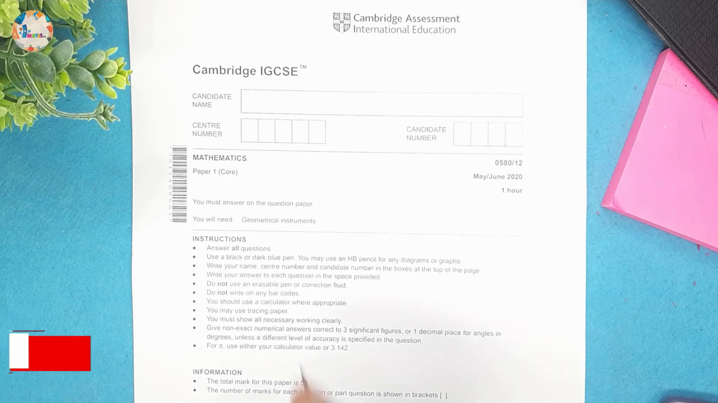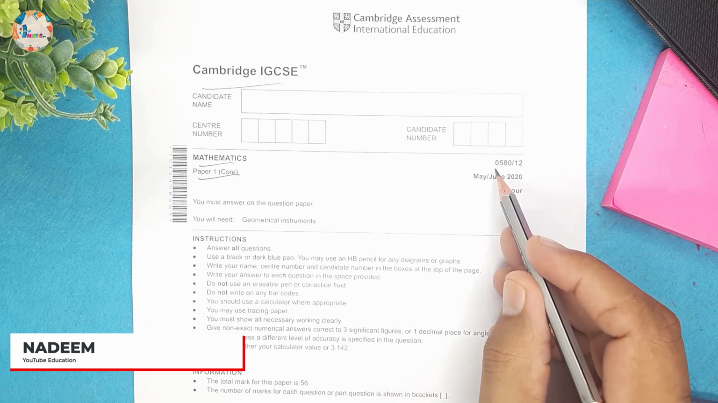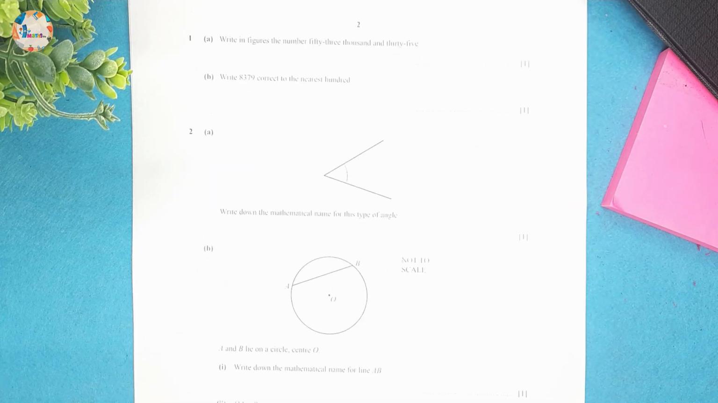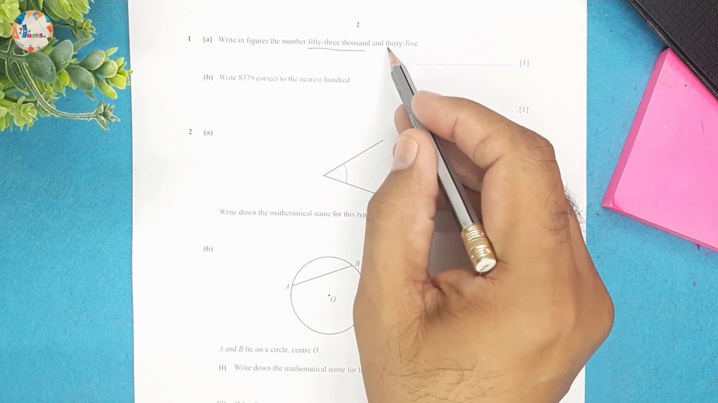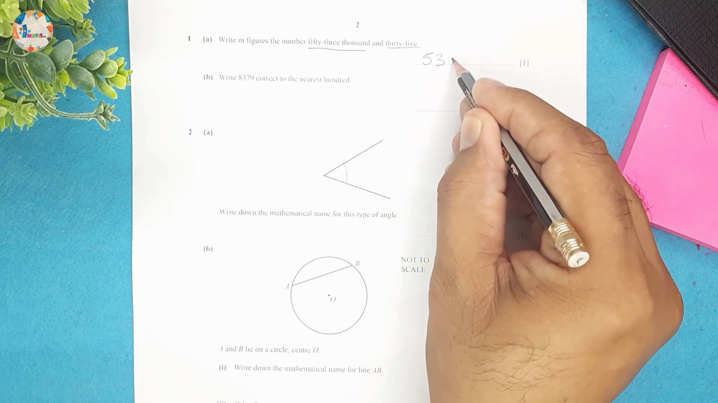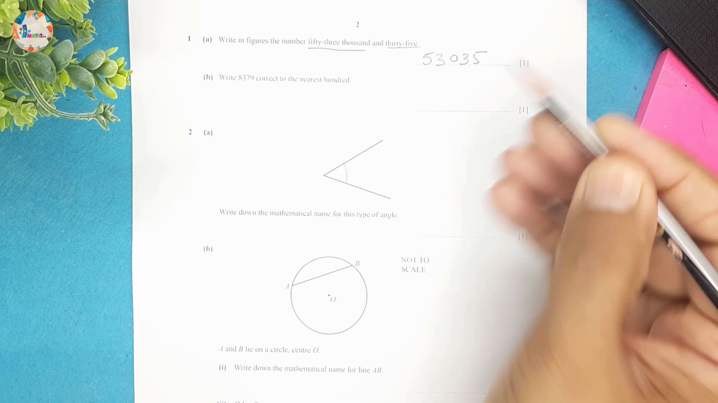Today we'll be going through Cambridge IGCSE Mathematics Paper 1 Core 0580/12 May-June 2020. Question number 1. Write in figures the number 53,035. So it will be 53,000 and 0 hundreds and it will be 35 like this.